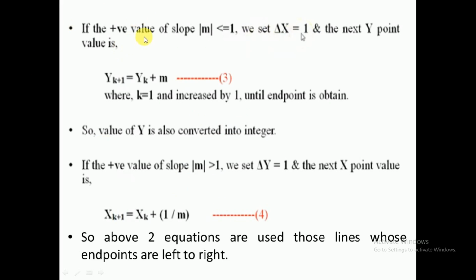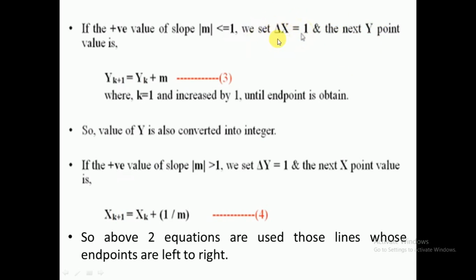Then if the slope is positive and the value of the slope m is less than or equal to 1, then we set delta x equal to 1. We set delta x equal to 1, and the next y value you have to calculate. If the slope of the line is less than or equal to 1, I know what delta x is. Delta x is always 1. Only we will get a problem in y, which y I have to select.